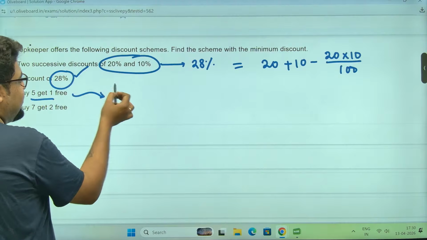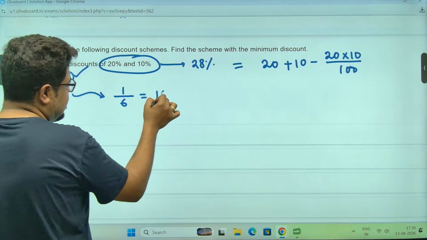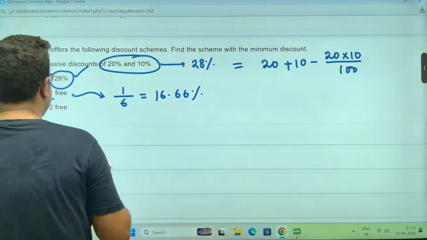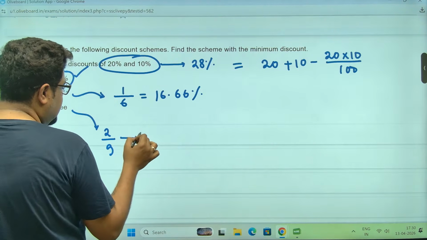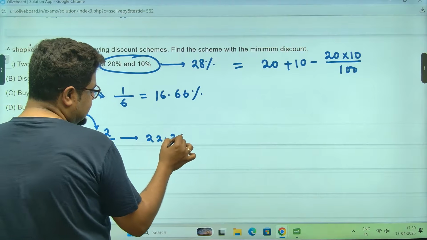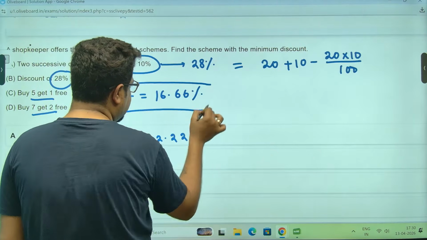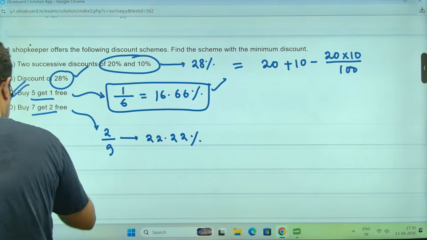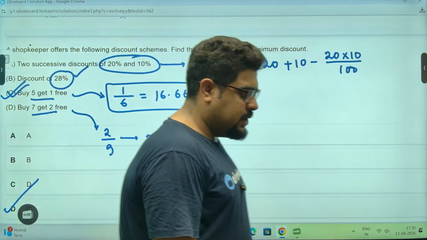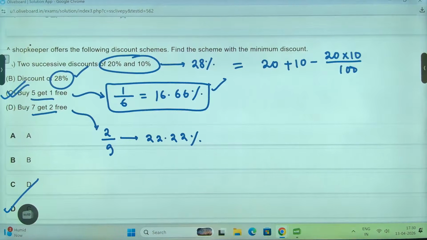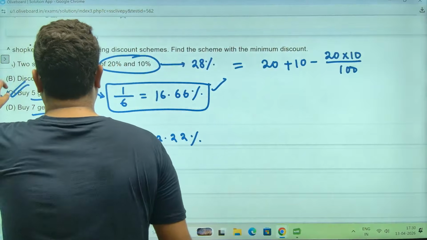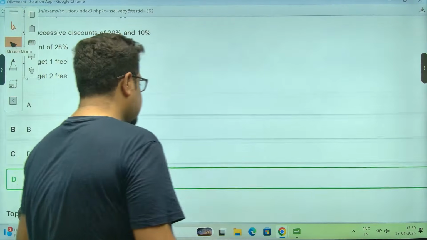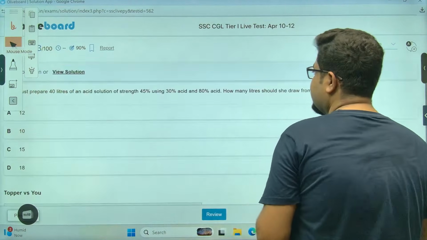Buy 5 get 1 free. 1 free out of total 6, which is 16.66%. 1 by 6. So 2 out of 7 plus 2, 9. That is equal to 22.22%. So minimum discount is 16.66%. The statement C, which is there in option number D, sir. Without fail, option number D is 100% your correct answer. Done, sir. Simple one, sir. This was a really simple question.